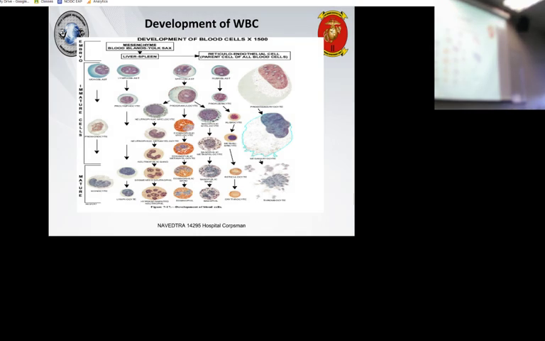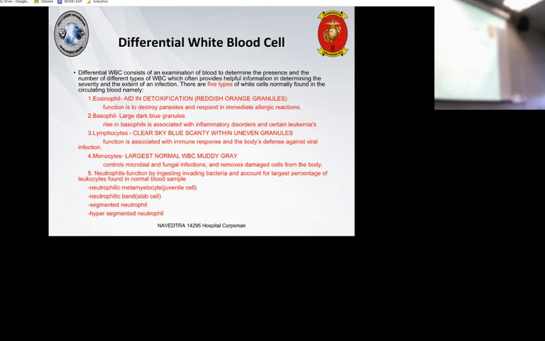Alright, so here's the white blood cells. Next. Alright. So here we go. The EO, they basically fight off parasites, and basophils basically fight off inflammatory.